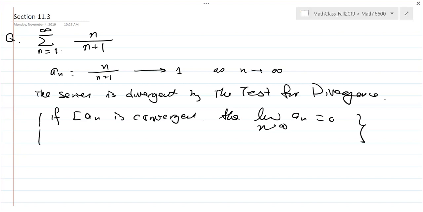Okay. So this part is a test for convergence. Yeah, this is a test for convergence. I even mentioned that, a test for convergence.